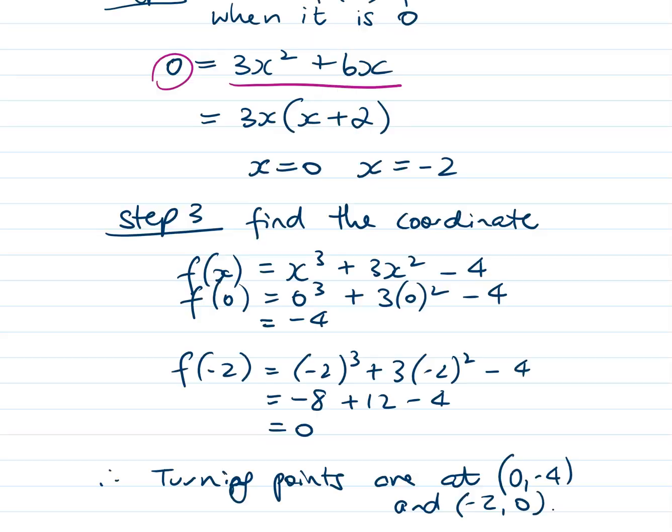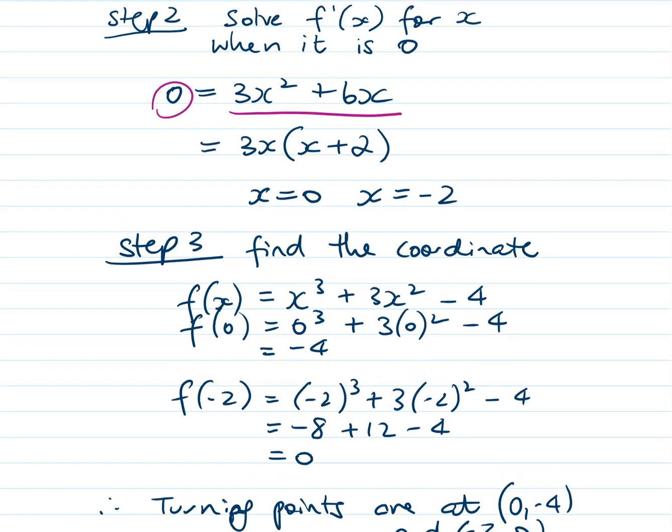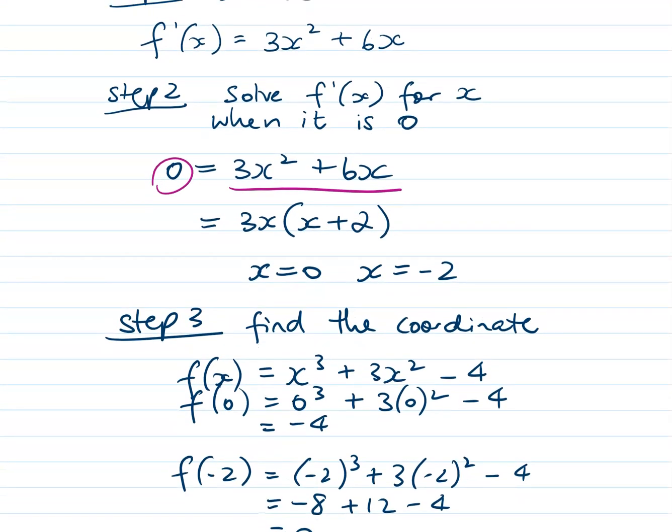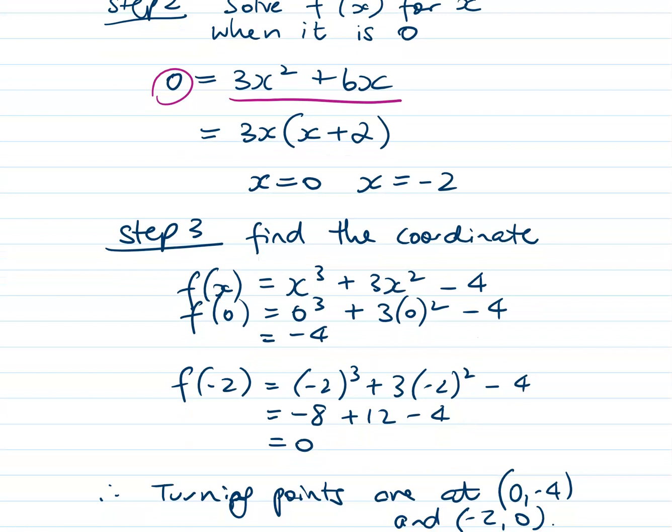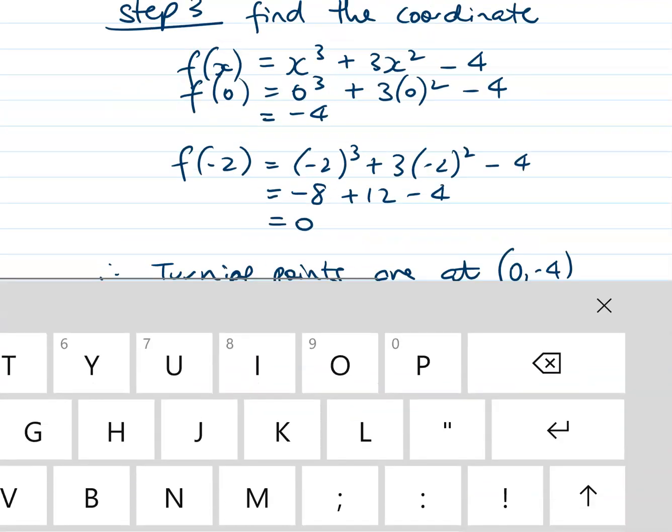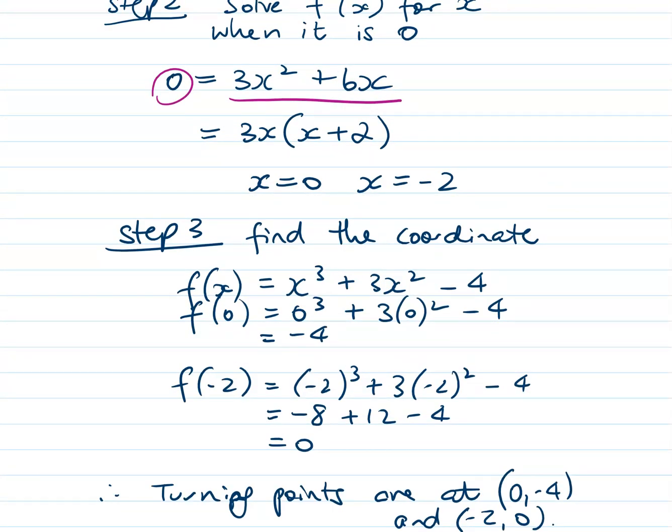So again, step 1, differentiate the function. Step 2, solve for x when the derivative equals 0. Step 3, find the corresponding coordinates for those found x values.